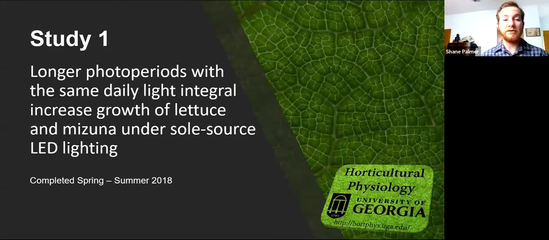So for study 1, it kind of gives away a little bit. It says longer photoperiods with the same daily light integral increase growth of lettuce and mizuna under sole source LED lighting.